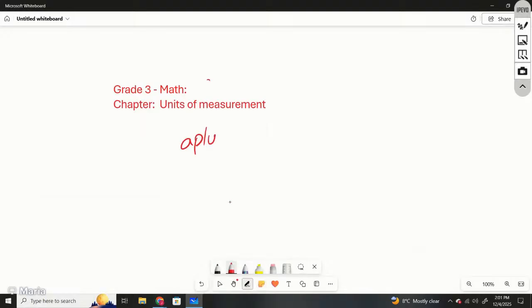You have to log in there using your email address and password as provided by the administrator. Then you have to select math from the subject tab. Scroll down to grade 3 math and then click on view all lessons. There you can find a list of the chapters. We're going to start with the chapter Units of Measurement.